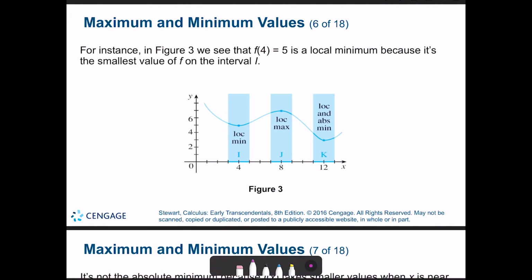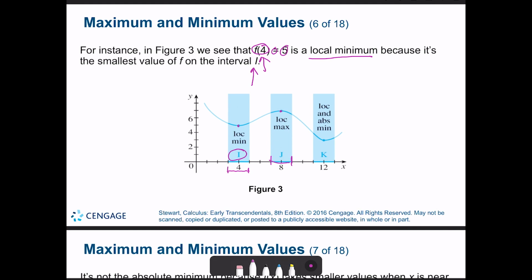Maximum and minimum values. For instance, in figure 3, we see that when x is equal to 4, we have a y value that is 5. It's a local minimum because it's the smallest value of f on the interval I. And they've labeled the I right here. So our interval there is going from 3 up to 5. And it's the lowest point in that neighborhood, so to speak. We've got a local maximum here because it's the highest point in that neighborhood on interval J.